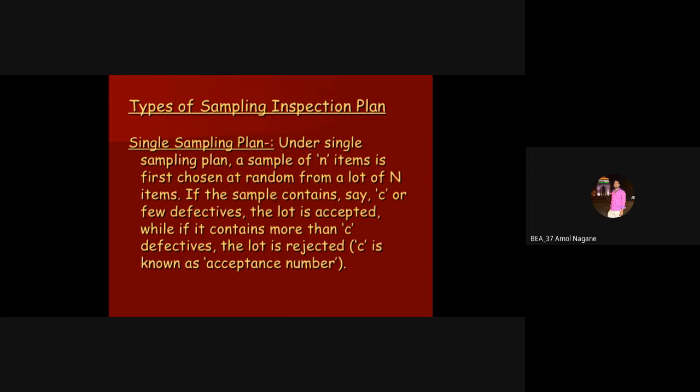So if the sample contains C or fewer defectives, the lot is accepted. While if it contains more than C defectives, the lot is rejected. C is known as the acceptance number. So this is the final number. We have discussed 30; we can select 30 samples.